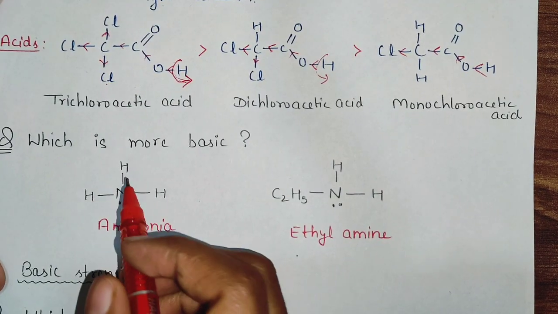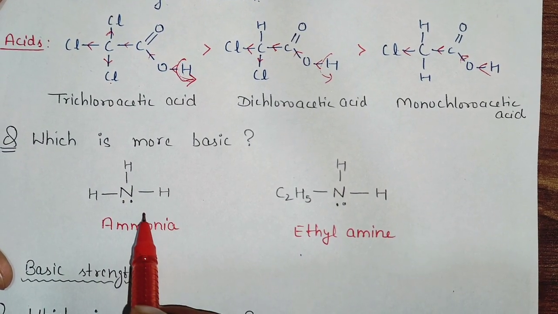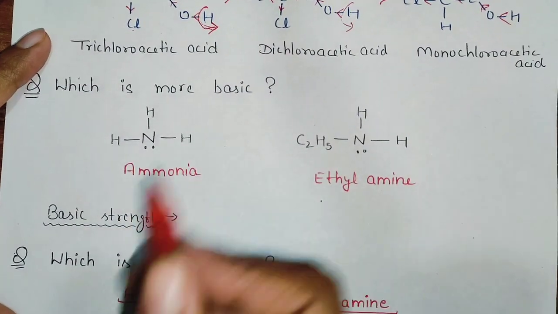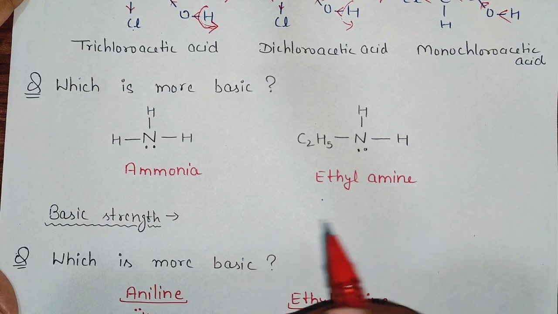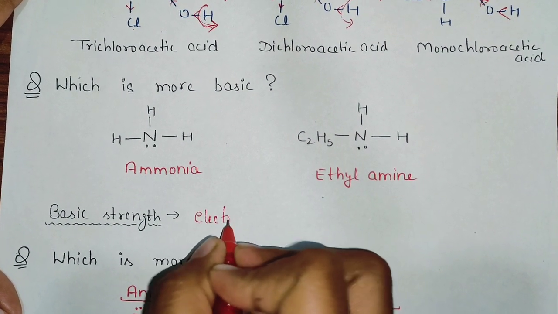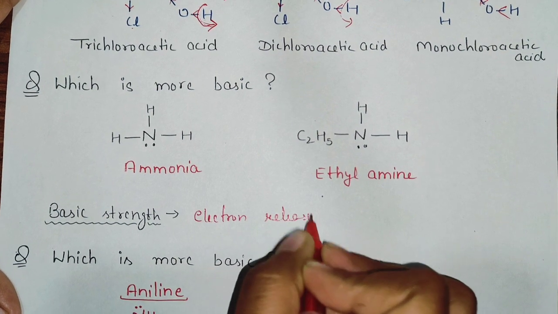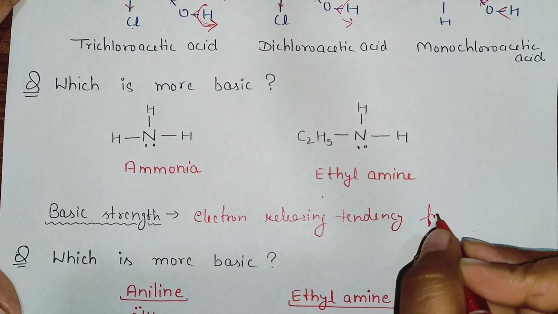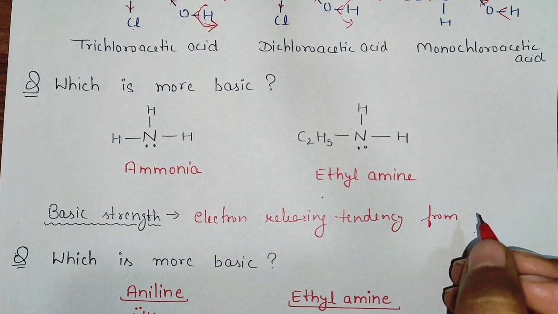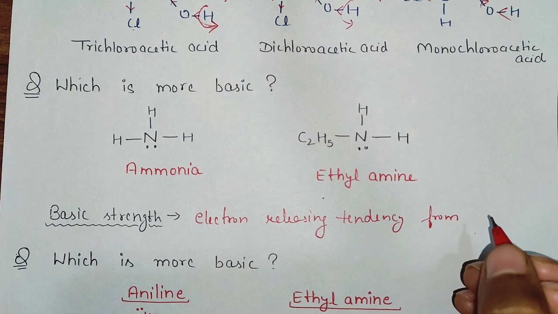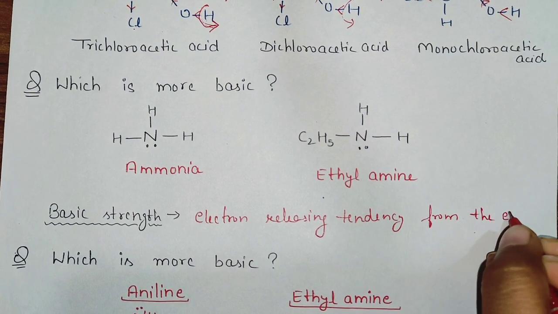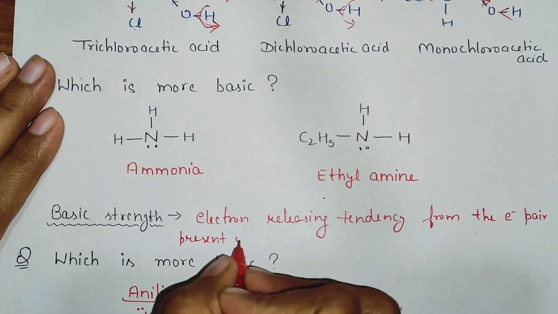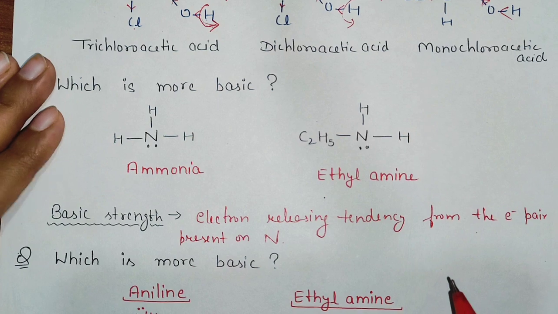Okay. Now here a question arises, which is more basic, ammonia or ethylamine? First of all, we need to know what basic strength is. Here basic strength means the electron releasing tendency. Here I am writing electron releasing tendency, from the electron pair present on the nitrogen atom in both the structures.